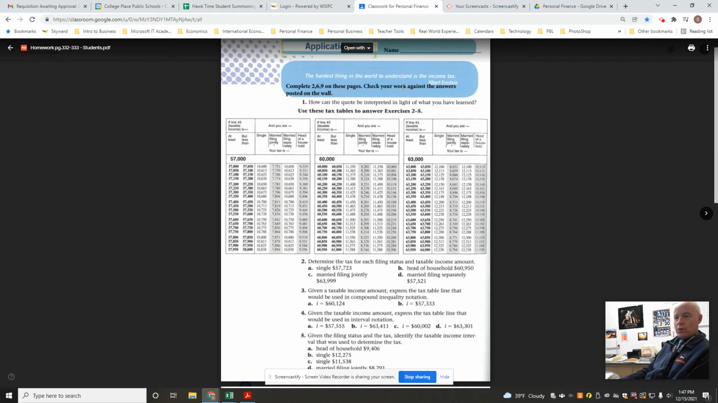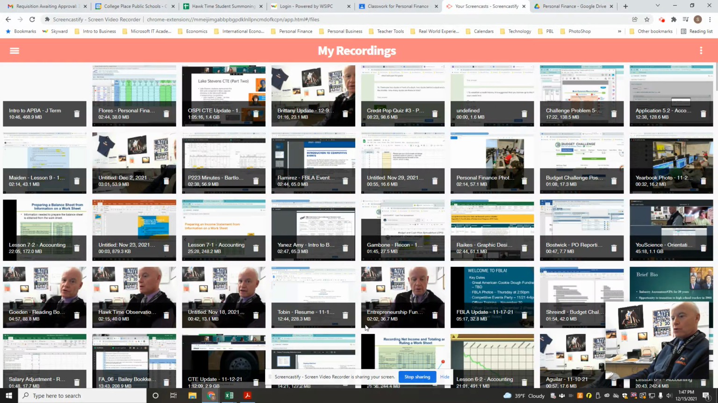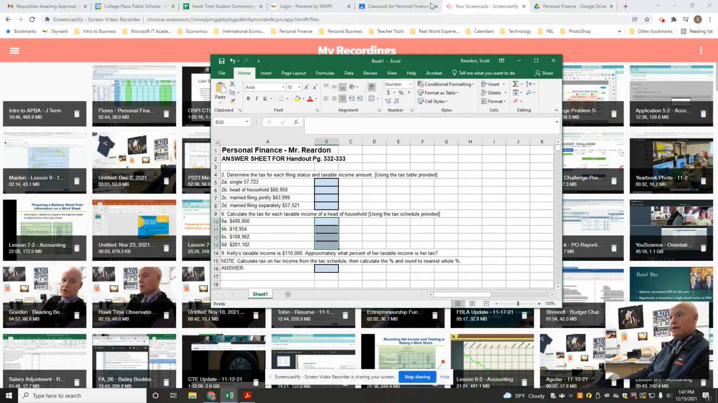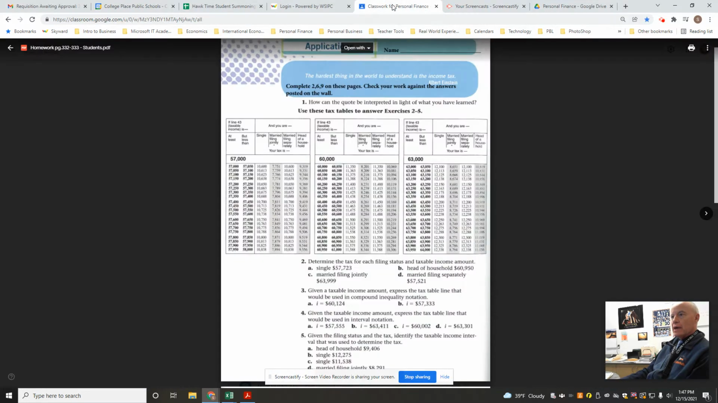Okay, we have our assignment. We're reading in the tax table and tax schedules, and you have a form that looks like this. First of all, we're coming down here to determine the tax for each filing status and taxable income amount. Single, 57,723.